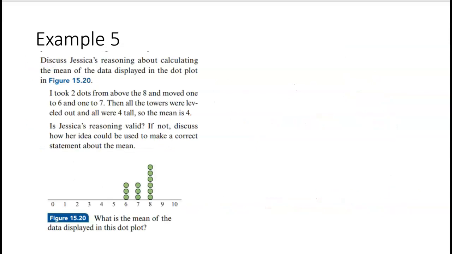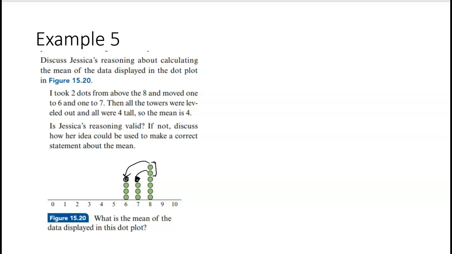All right, discuss Jessica's reasoning about calculating the mean of the data displayed in the dot plot. She took 2 dots from the 8 and moved 1 to the 6 and 1 to the 7. So she balanced it out, kind of like the towers. Then the towers all leveled out, and they were all 4 tall, so the mean is 4. Okay, is her reasoning valid?